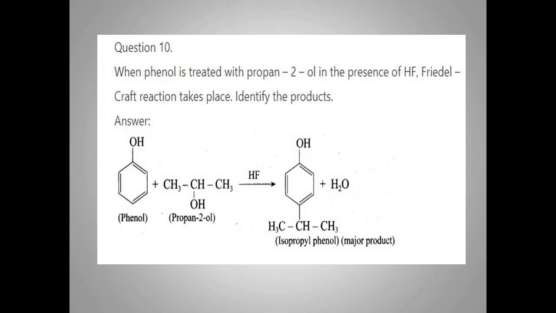This is page number 132 evaluate. Third question: phenol is reacted with propane 2-ol in the presence of hydrogen fluoride. The OH present in propane 2-ol takes a hydrogen from phenol, so water is removed, and the remaining CH3 CH group is attached at the para position. So we get isopropyl phenol. Iso means the second carbon is attached to phenol, so it is called isopropyl phenol.